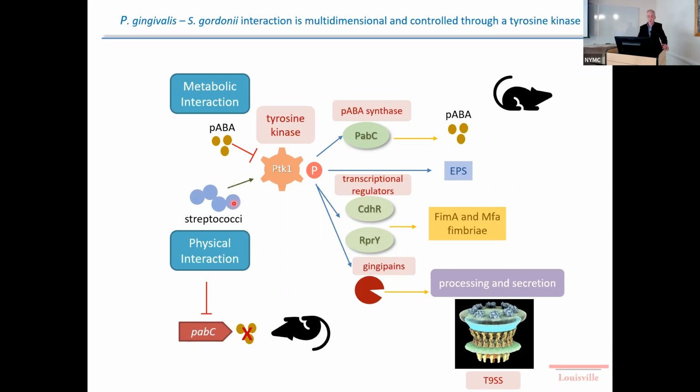But physical association between the streptococci and P. gingivalis upregulates the tyrosine kinase, and information flow gets reversed in relation to PABA, and we get more of these properties that increase virulence, and so the mice are not happy. Again, as part of a kind of regulatory aspect of this, the physical association shuts down the PabC gene, the PABA synthesis gene in the streptococci, and reduces the amount of PABA that's being produced.